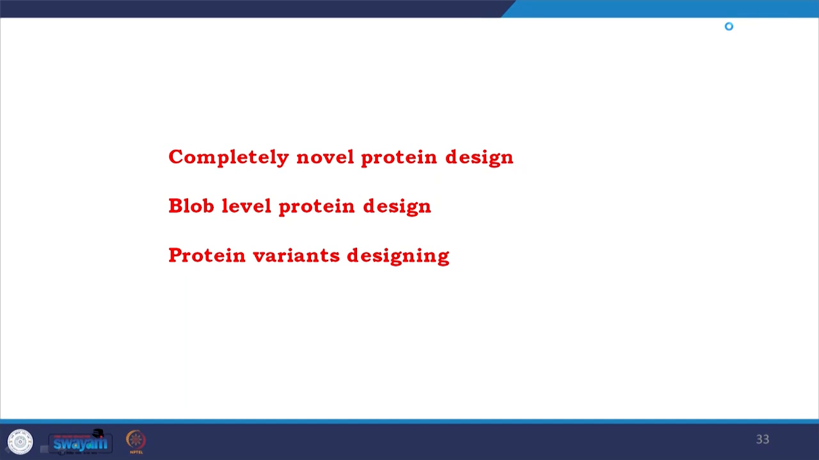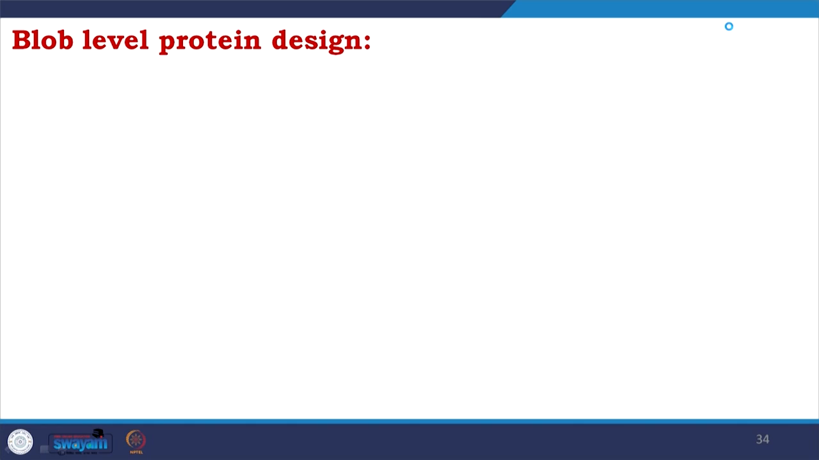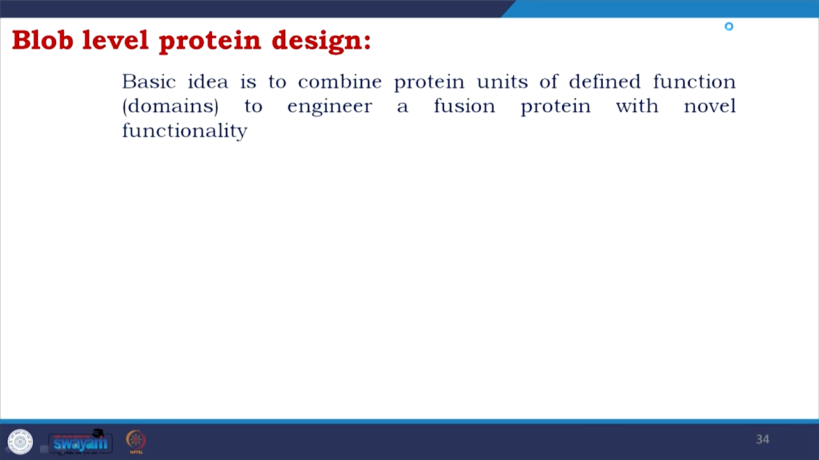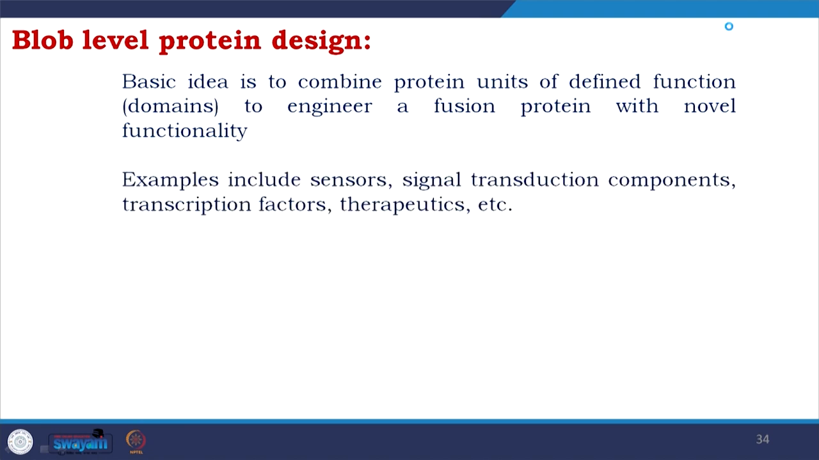So, if we come back to my initial slide, I talked about completely novel protein design. Now, we will talk about blob level protein designing and protein variant designing. Blob level protein designing, the basic idea is to combine protein units of defined function to engineer a fusion protein with novel functionality. Examples include sensors, signal transduction components, transcription factors, therapeutics, etc.